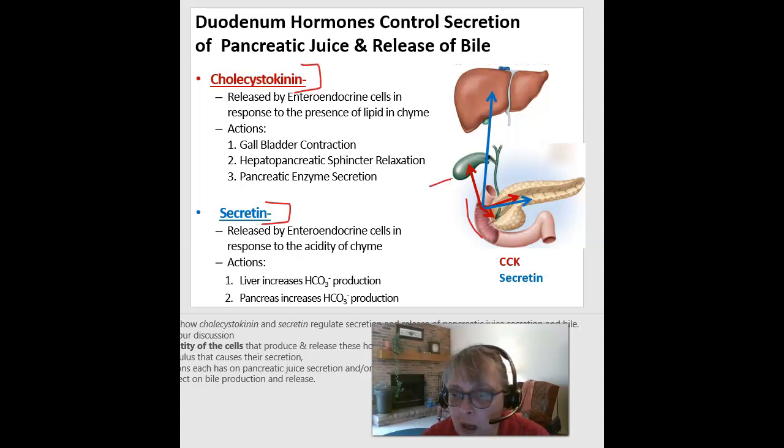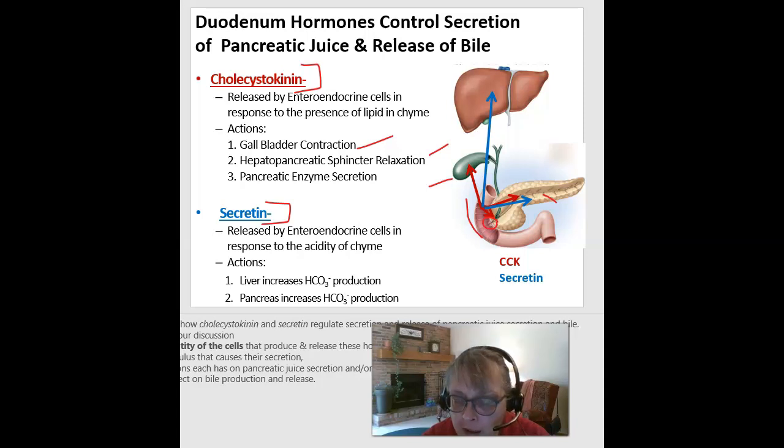This is gallbladder contraction, so that bile gets pushed down the common bile duct. And then it also causes hepatopancreatic sphincter relaxation, so that the bile can actually get into the small intestine. Lastly, the hormone causes exocrine cells in the pancreas to make more enzymes. So we'll have pancreatic juice and bile enter the small intestine.